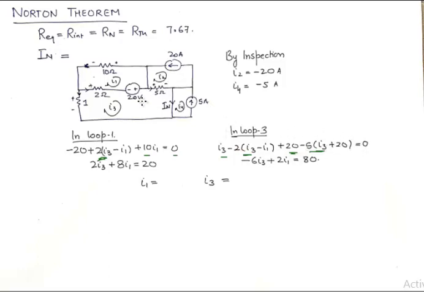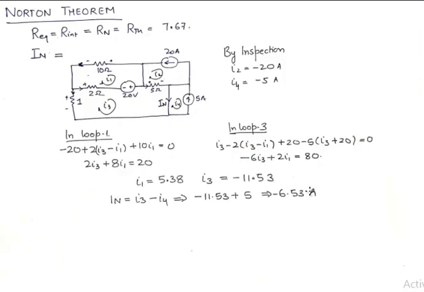So over here in loop 3 we just have 4 elements, so we get this equation. From these 2 equations we can easily get I1 and I3, because the value of I2 is already put equivalent to 20 here. Solving 1 and 2, we get I1 to be equivalent to 5.38 and I3 to be equivalent to 11.53. But the Norton's equivalent current, as I mentioned, is I3 minus I4, so it will be minus 11.53 plus 5, so it turns out to be 6.53.